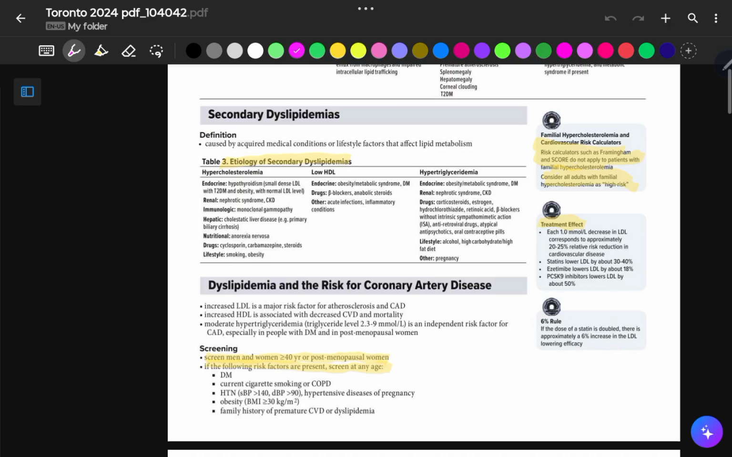And lifestyle factors such as alcohol, high carbohydrate, high fat diet, and pregnancy can also cause an increase in the triglycerides inside the blood. Okay, so these are the secondary causes of your dyslipidemia.